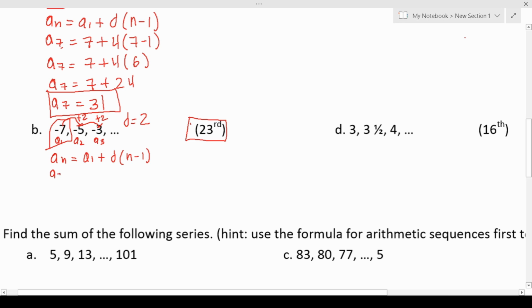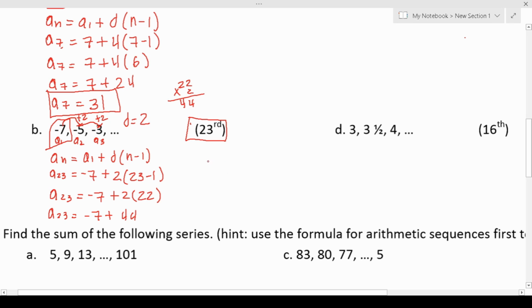Again, this is going to be a_23 equals a_1, which is -7, plus the common difference, which we identified as 2, times (n minus 1). Again, n is 23, so that's 23 minus 1. a_23 equals -7 plus 2 times (23 minus 1), which is 22. Let's go ahead and work this out to the side if we can't do it in our head. And that's 22 times 2. 2 times 2 is 4. 2 times 2 is 4. So this is a_23 equals -7 plus 44.